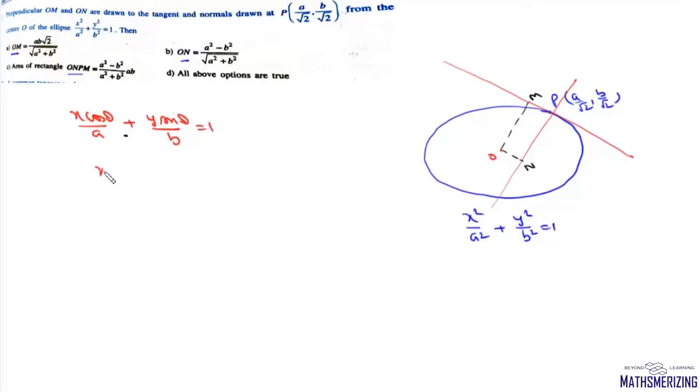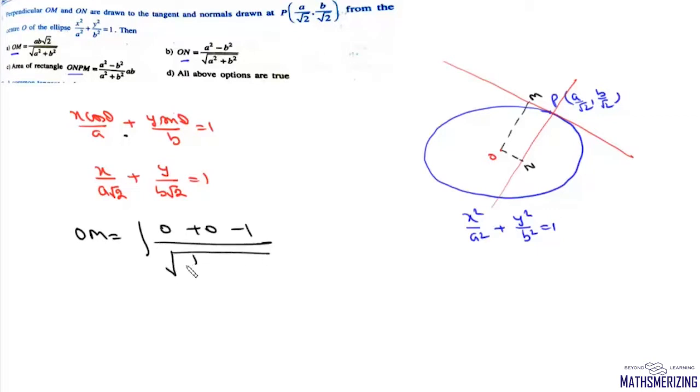So it will be x upon a by root 2, y upon b by root 2, and it is equal to 1. So we'll find perpendicular distance from origin. Then it will be 0 plus 0 minus 1 upon under root of 1 plus 2a square and 2b square. So we'll get this as root 2ab upon under root of a square plus b square, and that's your option A.